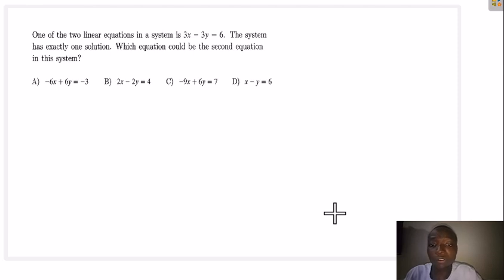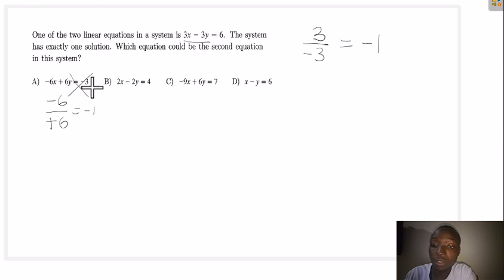So let's find the slope for the equation given to us in the question. That's going to be 3 over minus 3, which is minus 1. So any equation whose slope is not minus 1 is our answer. All right, so let's check the options. Here you have minus 6 over minus 6. This is minus 6 over positive 6. This is negative 1. So this is not our answer. Here you have 2 over negative 2, which gives negative 1. This is not our answer.